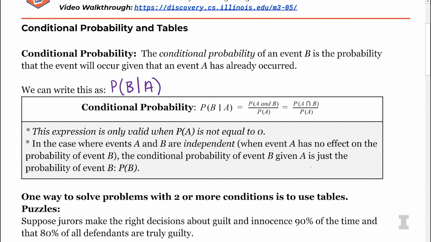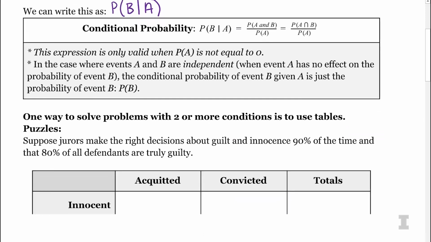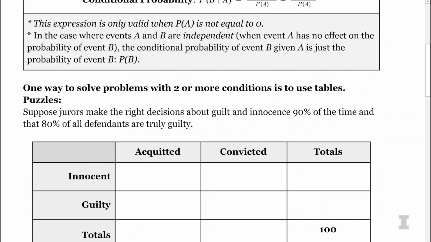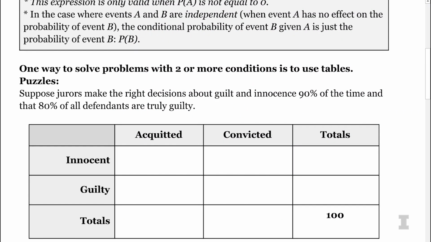And in the case where A and B are independent, the conditional probability of B given A is just the probability of B. So we've seen this with the multiplication rule. So let's go ahead and dive into our first example. One way to go about solving these conditional probability problems is to use tables. And the first one is actually about courts and juries.